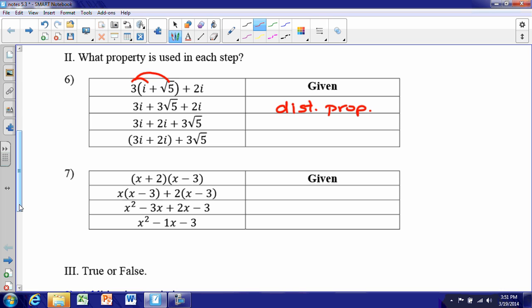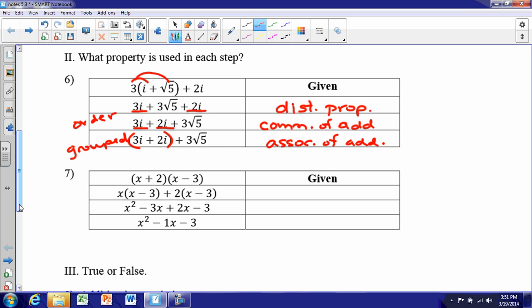Okay? In the second one, it had a 3 plus a 2i, and then it still had a 3 plus 2i, but the order was different. Nothing changed, but the order was different, and so that's commutative, and everything was connected by addition. And then in the last one, all they did was put parentheses around that, and that means they grouped, and so that is associative, but it is still of addition.